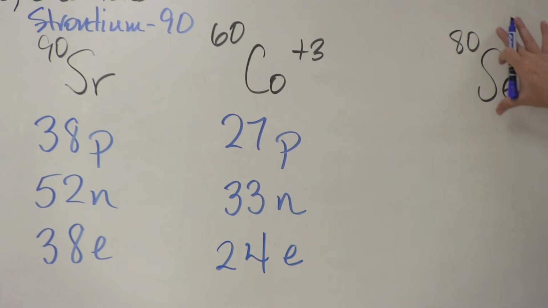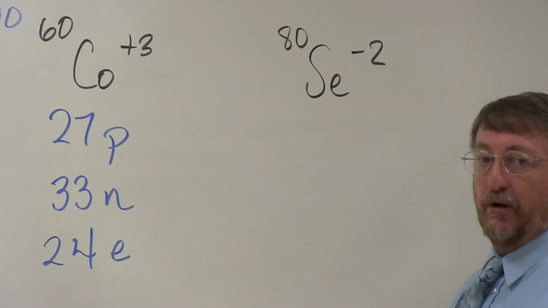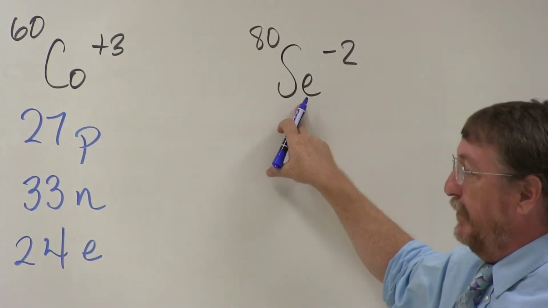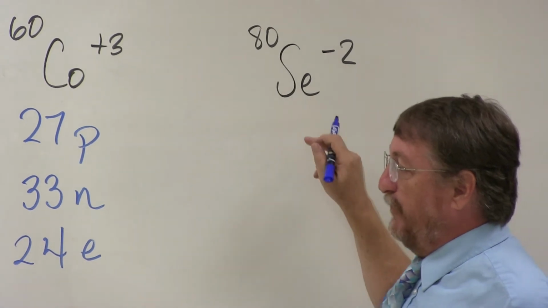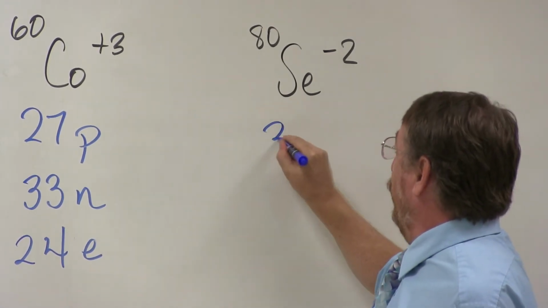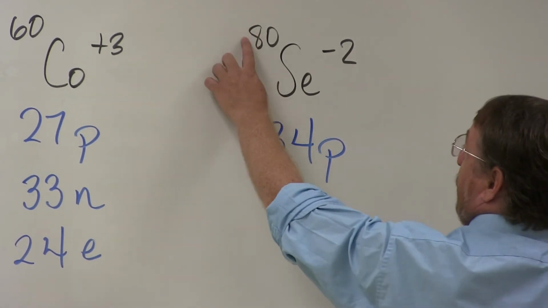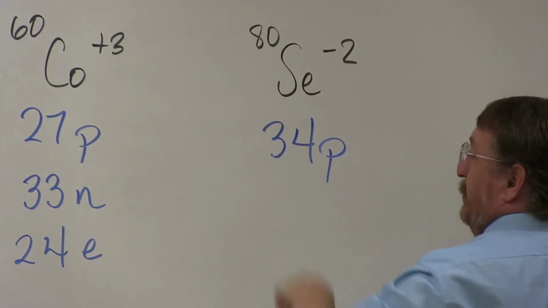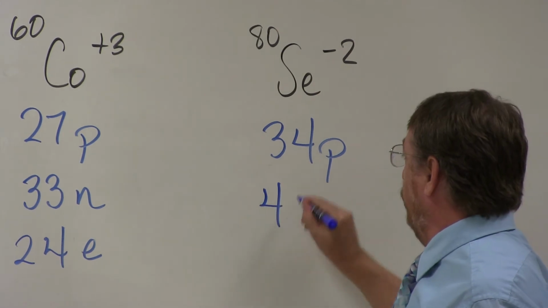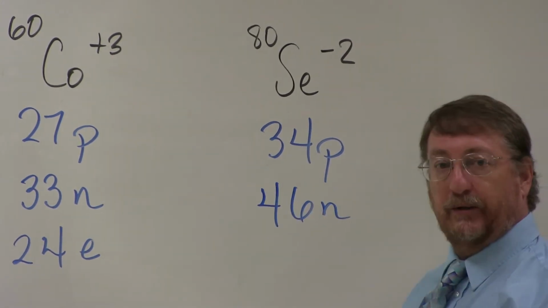The last one, selenium 80, -2 charge. To be selenium is to have 34 protons. So 34 protons is selenium. Since this has a mass number of 80, the difference is going to be the number of neutrons. That's going to be 46 neutrons.